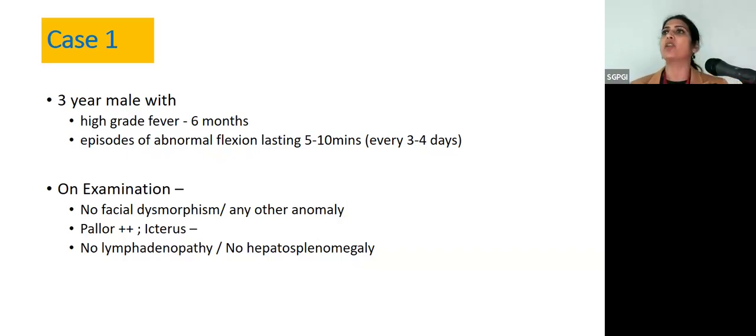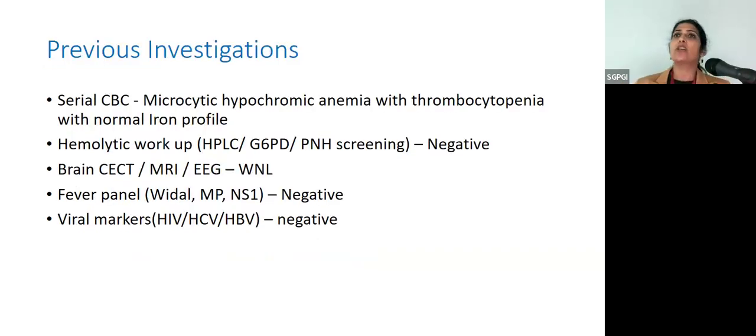And obviously, as a hematologist, the next thing you do is you look for the lymph nodes and the liver and spleen. So hepatosplenomegaly was not there, no lymphadenopathy. So that was his basic profile. Since he had been ill for the past 6 months, the parents were running from pillar to post, and we already had a battery of investigations which had already been done, which included his CBC.